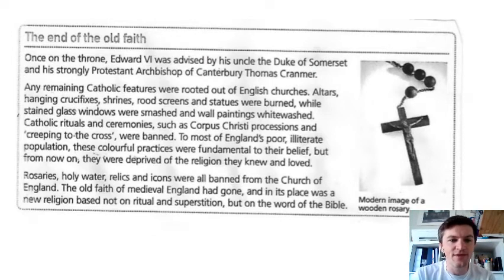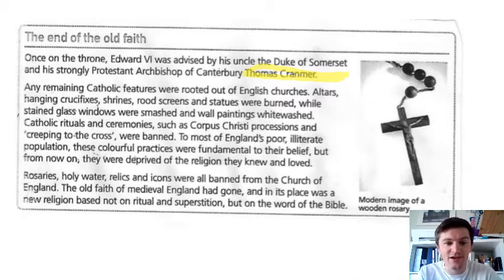Once on the throne, Edward VI was advised by his uncle, the Duke of Somerset, and his strongly Protestant Archbishop of Canterbury, Thomas Cranmer. Okay, so Cranmer's a name worth remembering and thinking about. Any remaining Catholic features were rooted out of English churches. Altars, hanging crucifixes, shrines, rood screens, and statues were burned, while stained glass windows were smashed and wall paintings whitewashed. So effectively they had white paint thrown over the beautiful paintings to get rid of them.